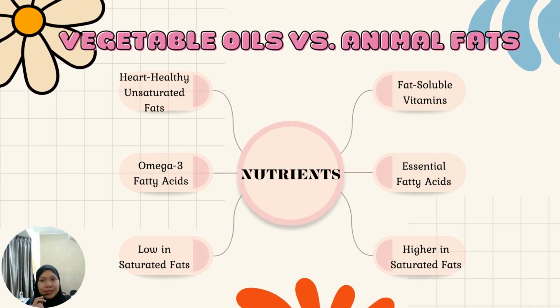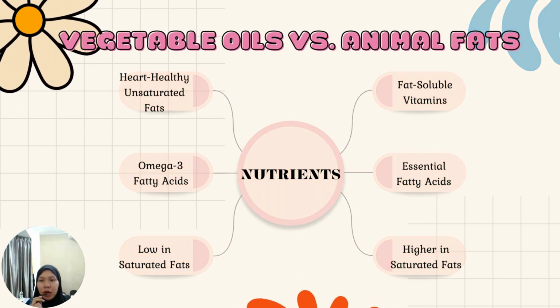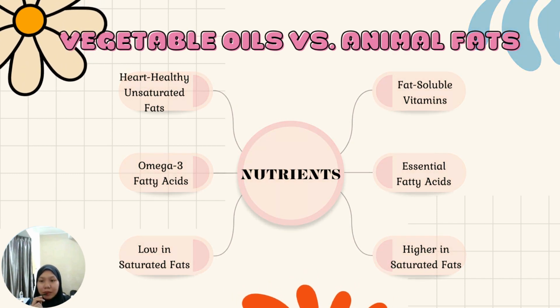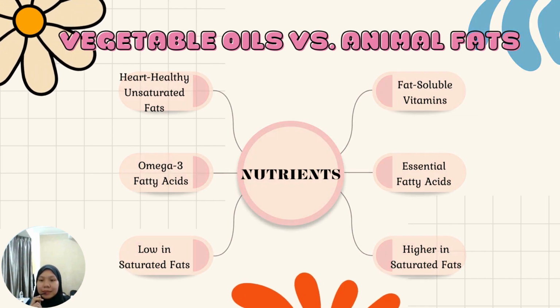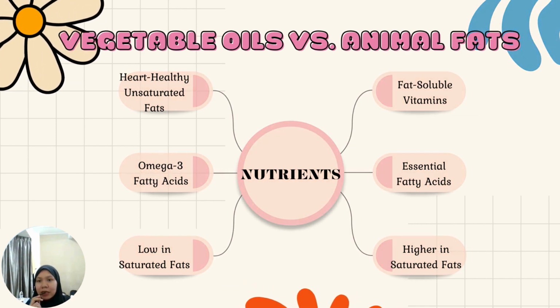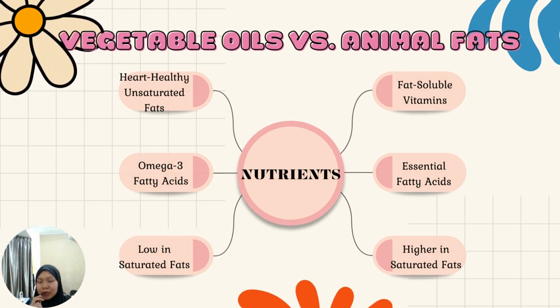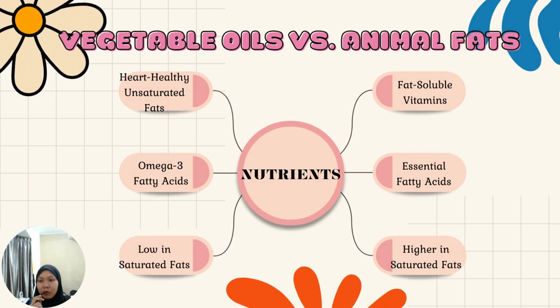Lastly, based on nutrients, vegetable oils are rich in unsaturated fats, which are beneficial for heart health when consumed in moderation. Certain vegetable oils, such as flaxseed oil and hemp seed oil, are high in omega-3 fatty acids, which have anti-inflammatory properties and are essential for overall health. Vegetable oils are low in saturated fats, which may help lower LDL, the bad cholesterol, and reduce the risk of heart disease when used as part of a balanced diet.